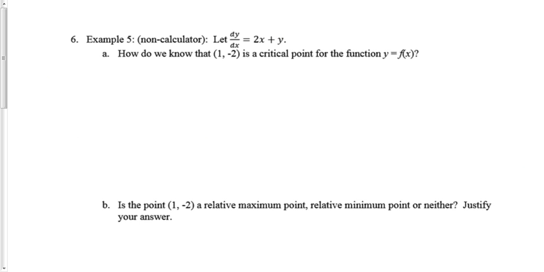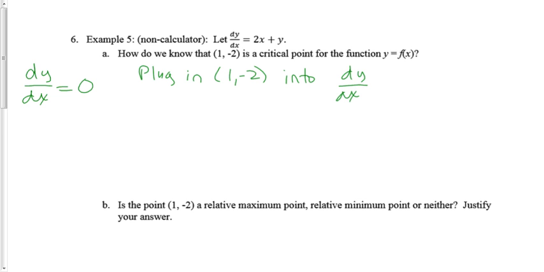Okay, so for example 5, we have a differential equation. It's okay, chill out, everything is fine. Okay, so part A says, how do we know that (1, negative 2) is a critical point? Well, it's a critical point if dy/dx is equal to 0. That means we have a critical point. So, plug (1, negative 2) into our differential equation and see if we get 0. That's all we got to do.